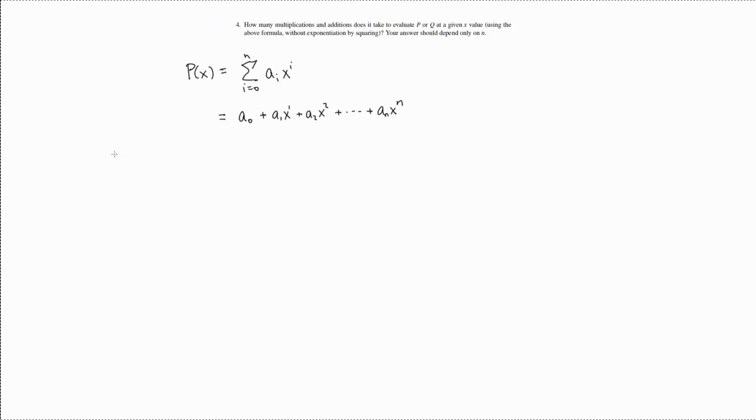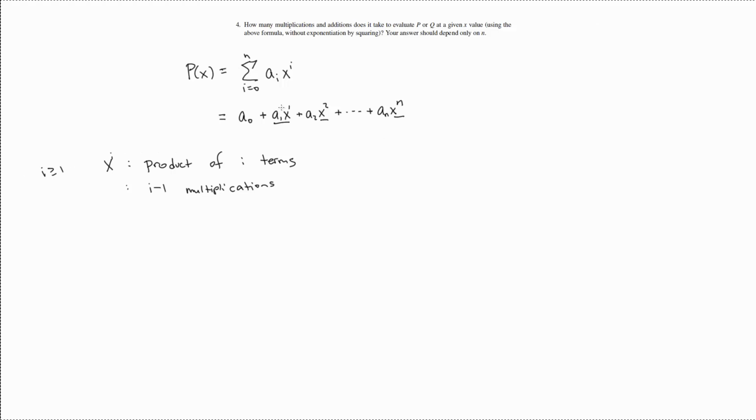Now let's compute how many multiplications it takes to compute x to the I, where I is greater than or equal to 1. X to the I is just the product of I terms, so therefore it takes I minus 1 multiplications. Thus x to the 1 takes 1 minus 1, which is 0 multiplications. X squared takes 1 multiplication, and x to the n takes n minus 1 multiplications.